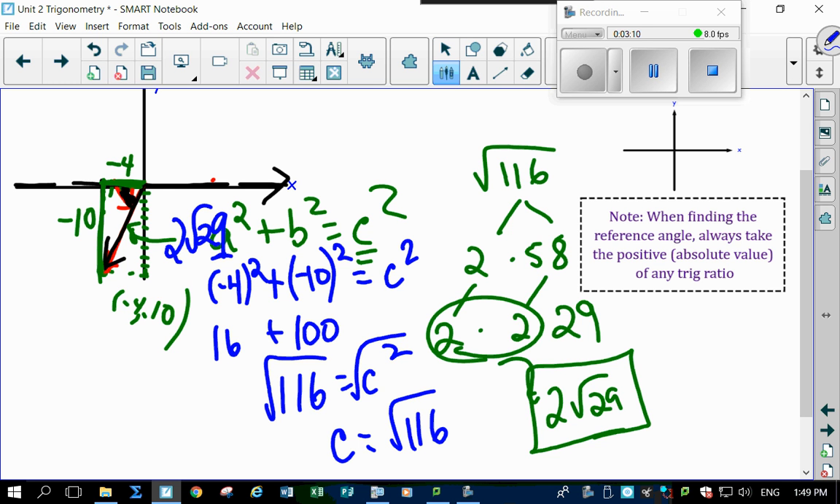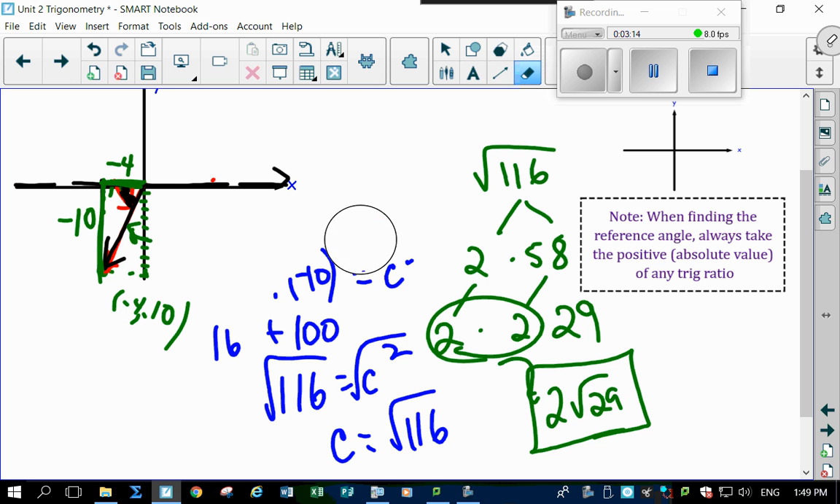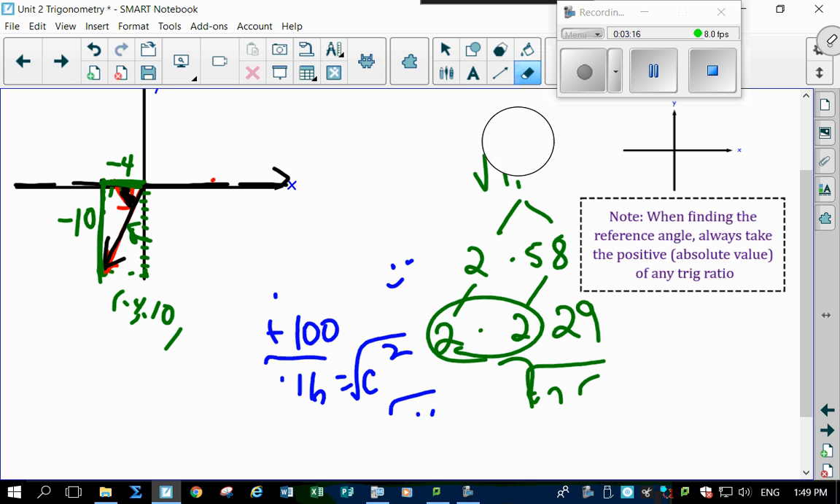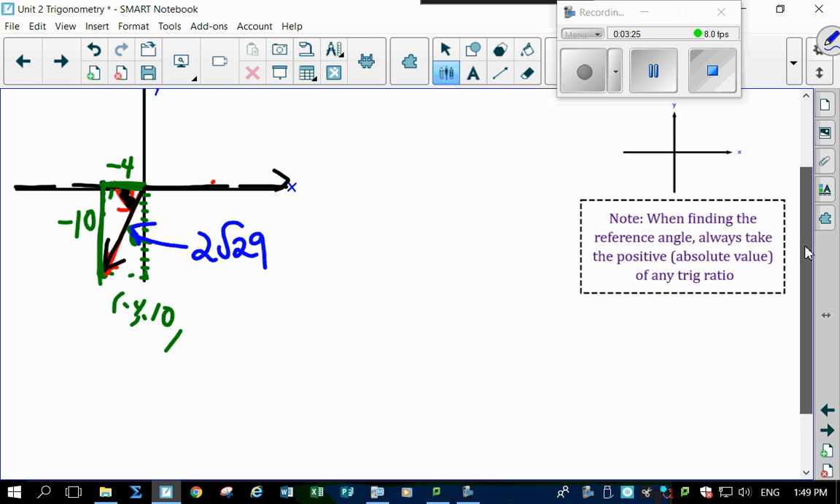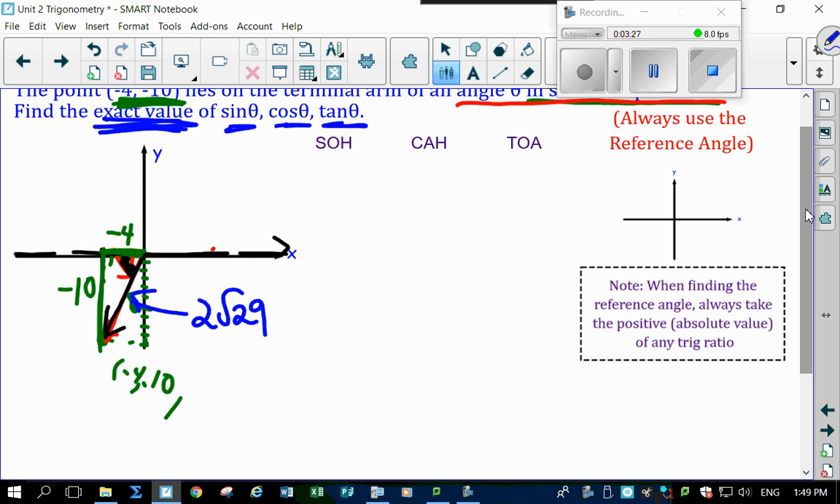Let's get rid of all of this stuff and clean it up now. Okay, that hypotenuse is 2 root 29. Now, think about this for a second. What is this asking you? It's asking you for the sine, the cosine, and the tangent ratios of that angle.